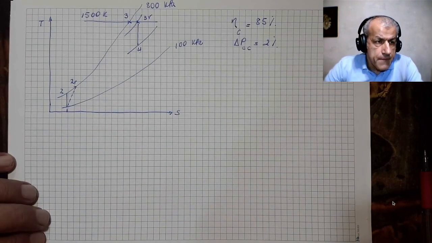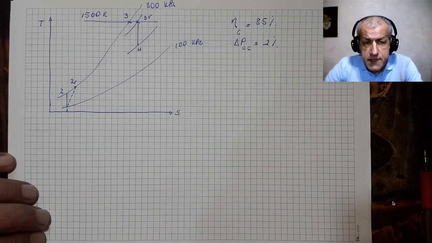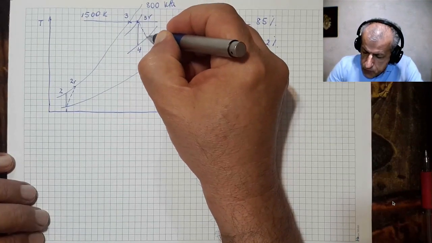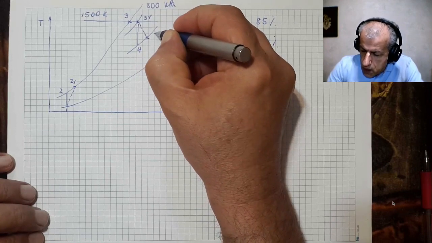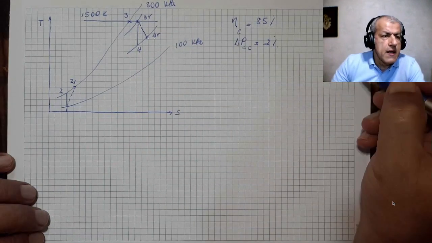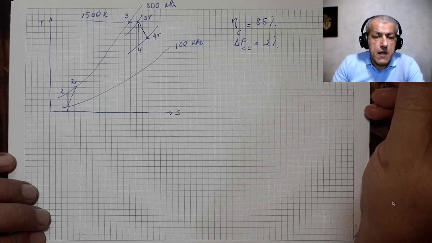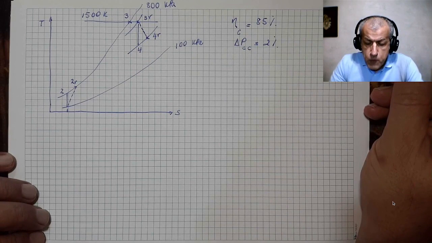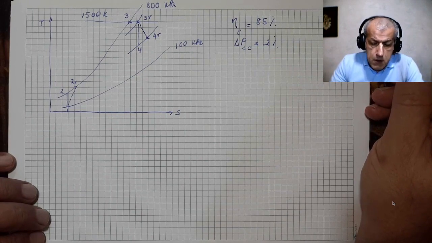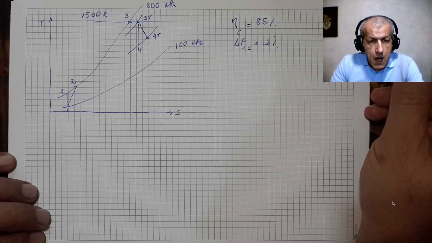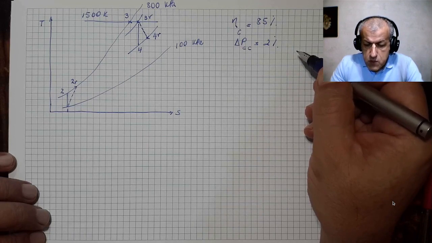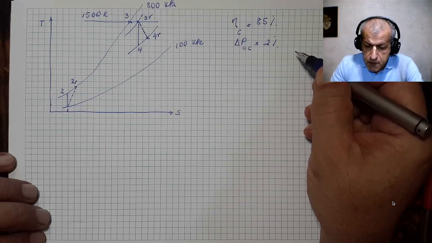Now, but the turbine has an efficiency, so it would end up at point 4R, which is the real point for the real turbine, the real exit point for the turbine. Now, the second turbine will start at point 4 and would expand to some point, which is point 5.